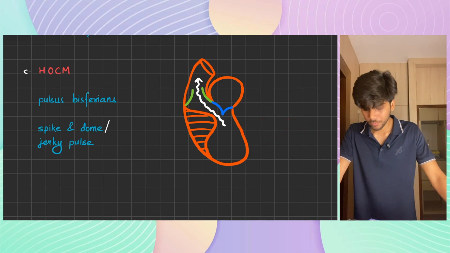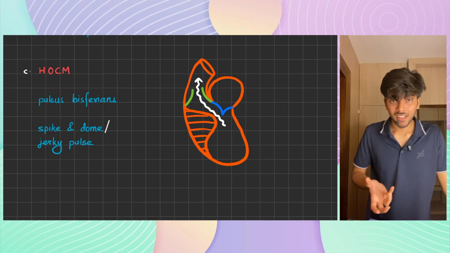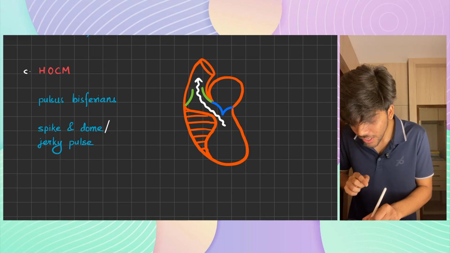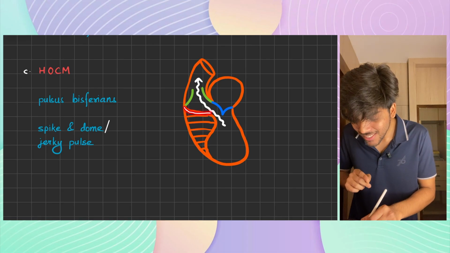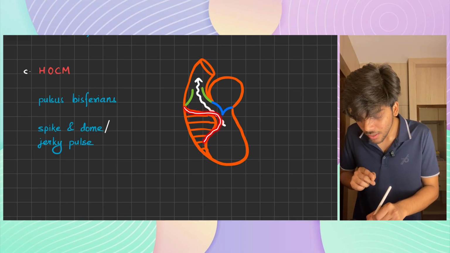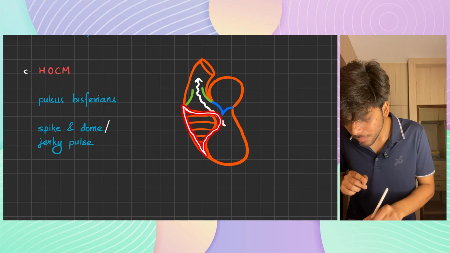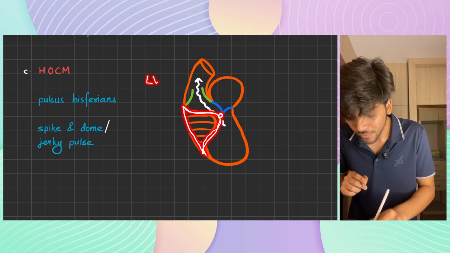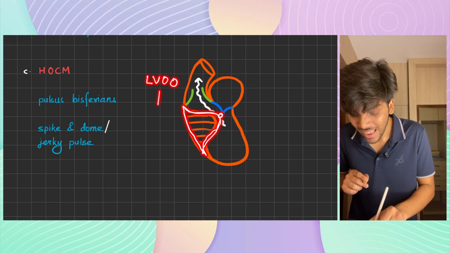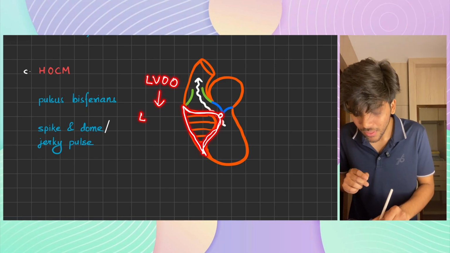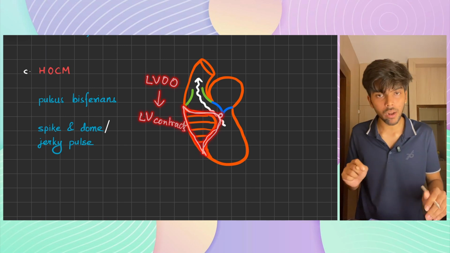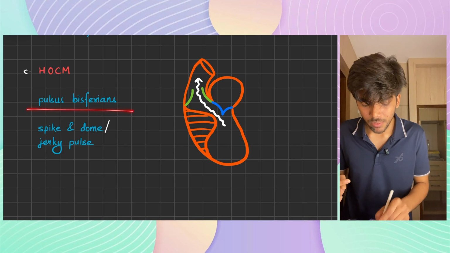So now understand. Every time the left ventricle contracts, the hypertrophied interventricular septum shortens and bulges into the lumen. As it bulges into the lumen, it is going to cause obstruction to the left ventricular outflow. So there is left ventricular outflow obstruction every time the left ventricle contracts. This is hypertrophic obstructive cardiomyopathy. It gives us pulsus bisferiens.